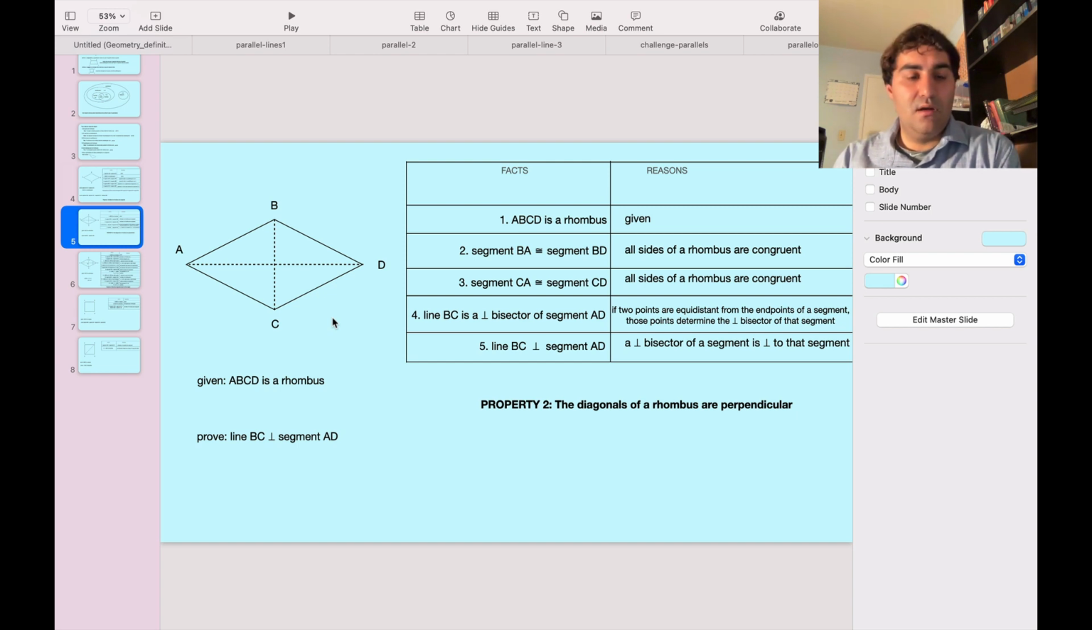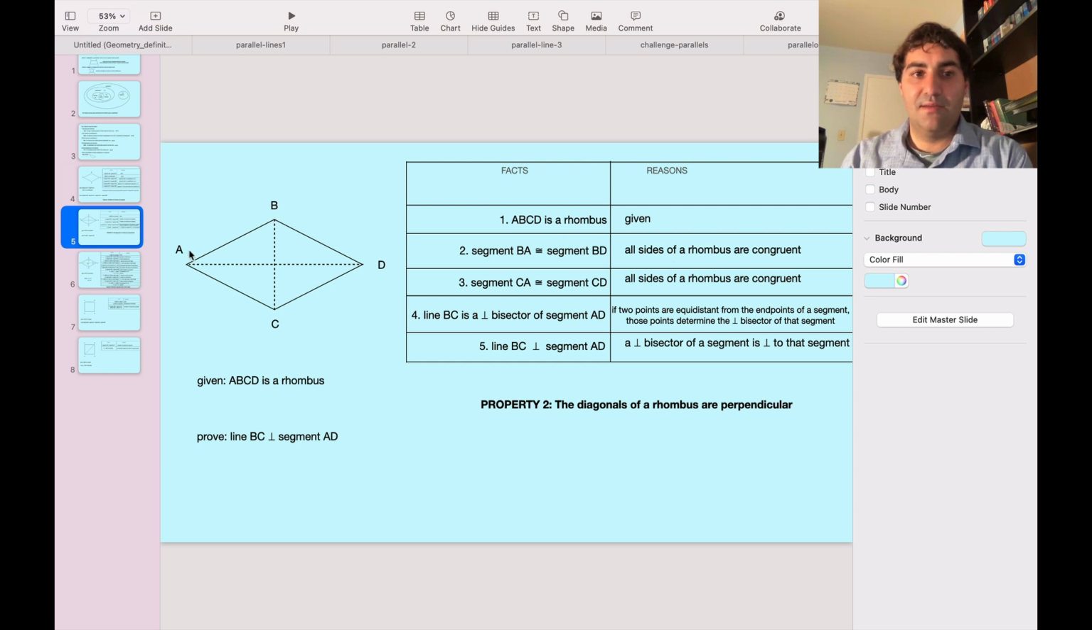Okay, so we're given ABCD is a rhombus, and I want to prove that line BC is perpendicular to segment AD. So we write down what we know. We know that ABCD is a rhombus, right? And we know that all sides of a rhombus are congruent, right? We just proved that in our last slide.